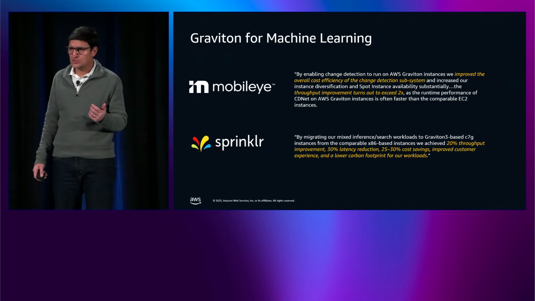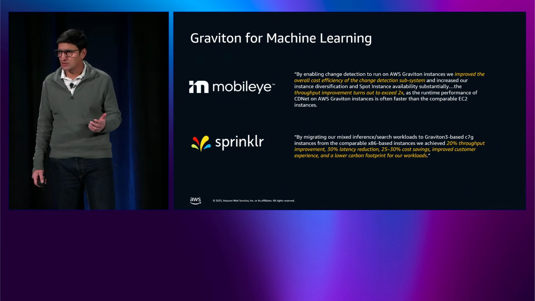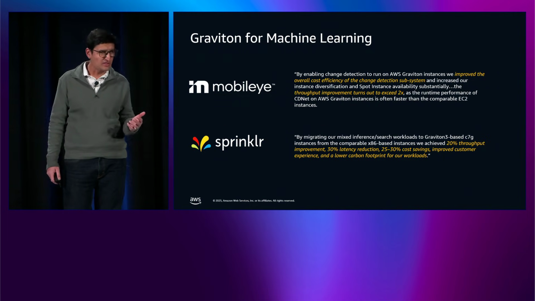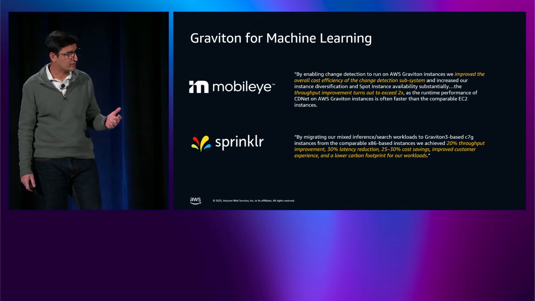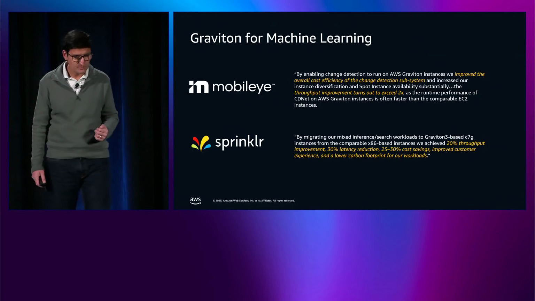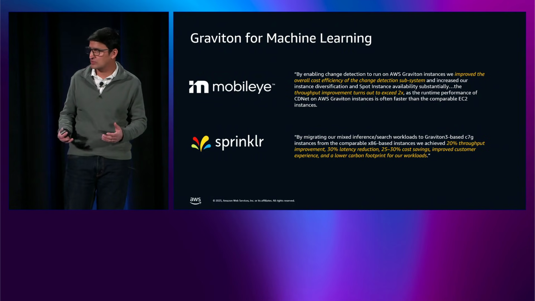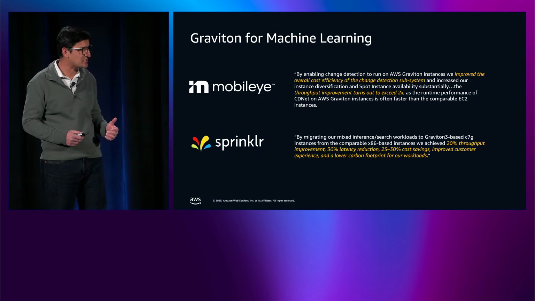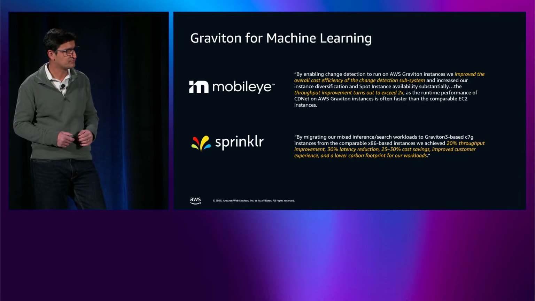We're also seeing customers running machine learning applications on Graviton. Mobileye, for example, experienced a 2x improvement in throughput while driving down cost. And Sprinkler, for their inference and search workload, saw a 30% latency reduction.